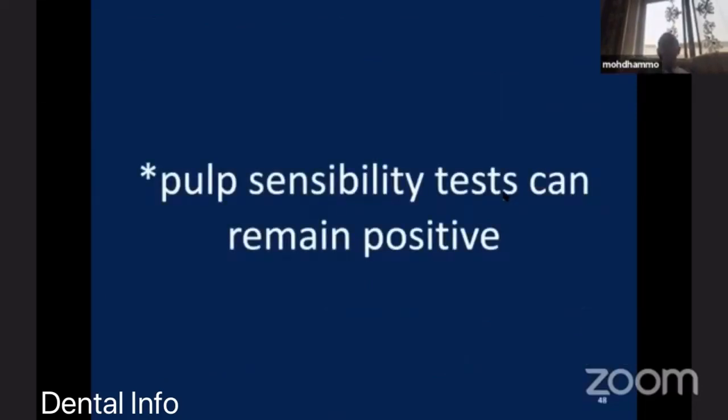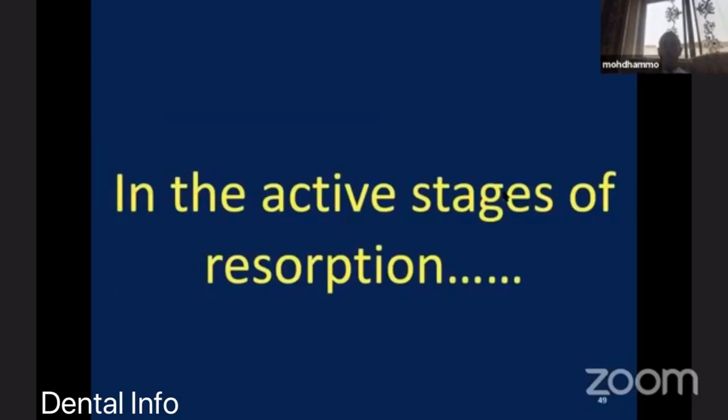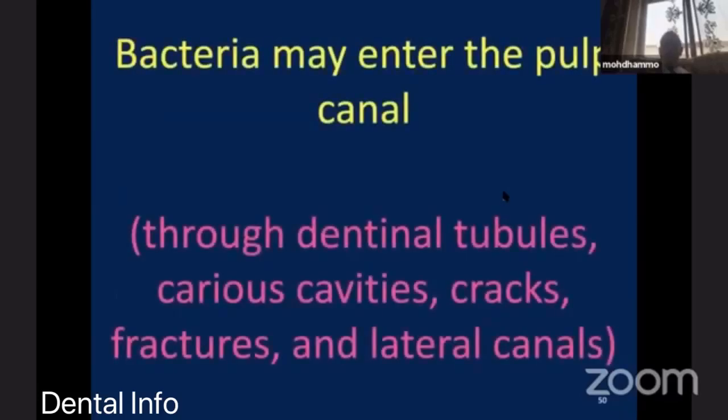If we examine the vitality of the pulp, it is vital. In the more advanced stage, in the active stage of resorption, bacteria might enter the pulp canal through dentinal tubules or carious cavities or cracks or fracture or lateral canal. If bacteria enters, what will happen?